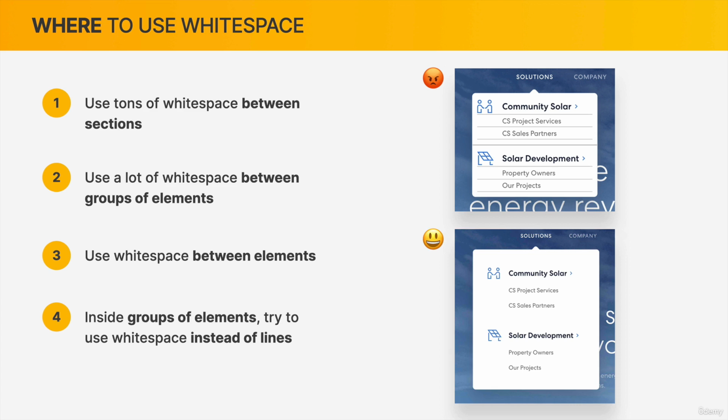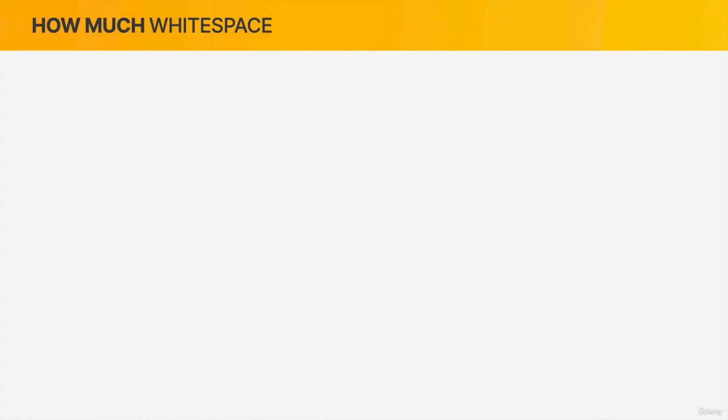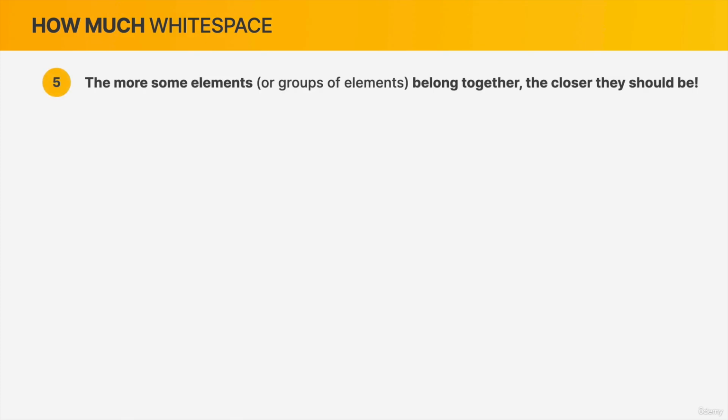Okay, so now you know where you should actually use white space, but how much should you use? Well, let's find out with some more guidelines here. So basically, elements that belong together should be closer together in our interface, so have less spacing between them, because that will distinguish them from other surrounding elements or groups of elements. And what I just described actually has something like an official name, which is the law of proximity. All right.